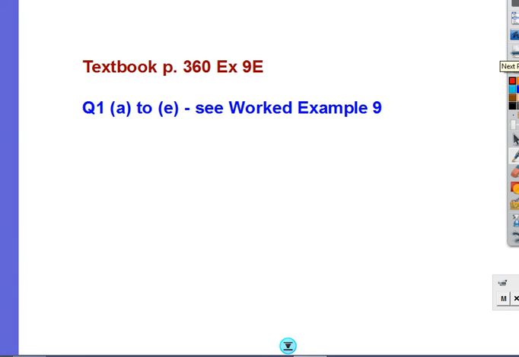As I said, if you want to just do that first step of completing the square without solving the equation, then here are some exercises you can do. Otherwise, go on to the next video, which is Quadratic Equations 5.